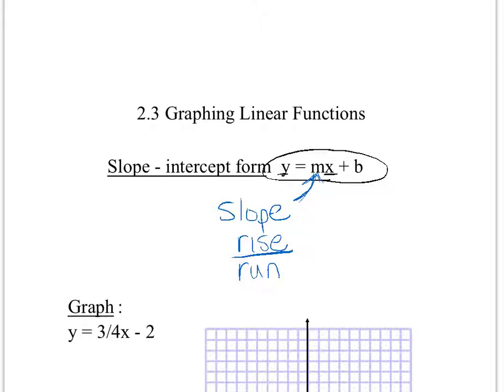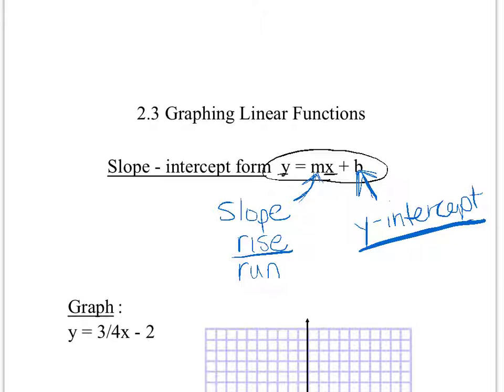Now you always have to have a rise over run. You always have to have a fraction, otherwise you won't have a slope. Slope is rise over run, always a fraction. B is called your y-intercept. That is going to tell you where you cross the y-axis. So whenever you graph a line, you have to have a spot to start from, and that starting spot is your y-intercept. You will always start there.